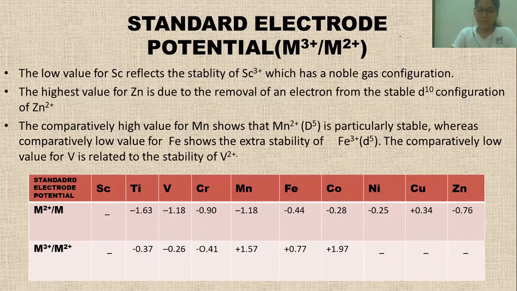The comparatively high value of manganese shows that Mn2+ d5 is particularly stable, whereas the comparatively low value of iron shows the extra stability of Fe3+ d5. The comparatively low value of vanadium is related to the stability of V2+, as you can see in the diagram.